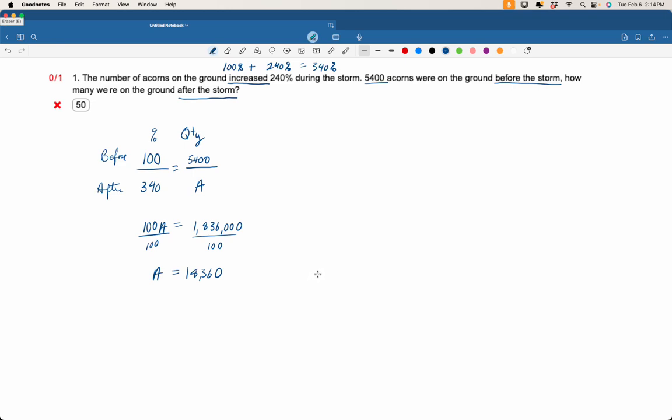Okay. All right. So the key factor was to see this word increased this much. So you have to add that back to the original, which was 100%. That's probably where you got stuck. All right. So let's look at the next problem.